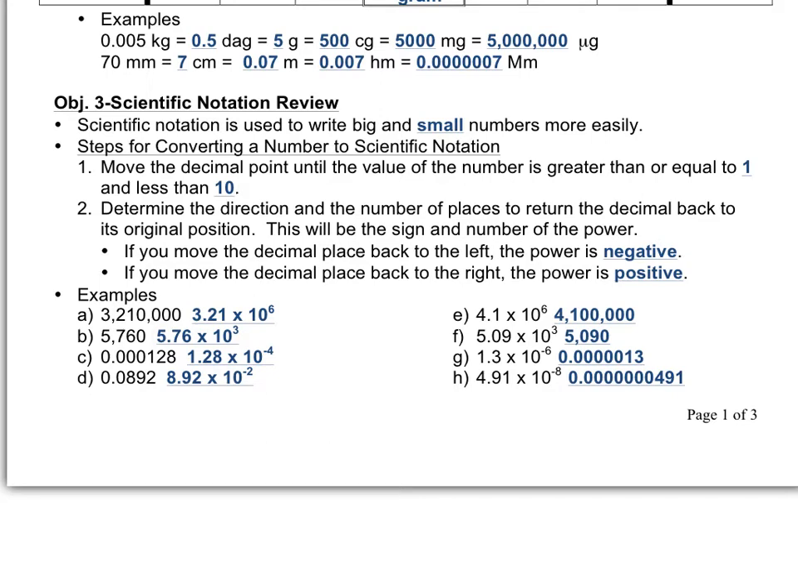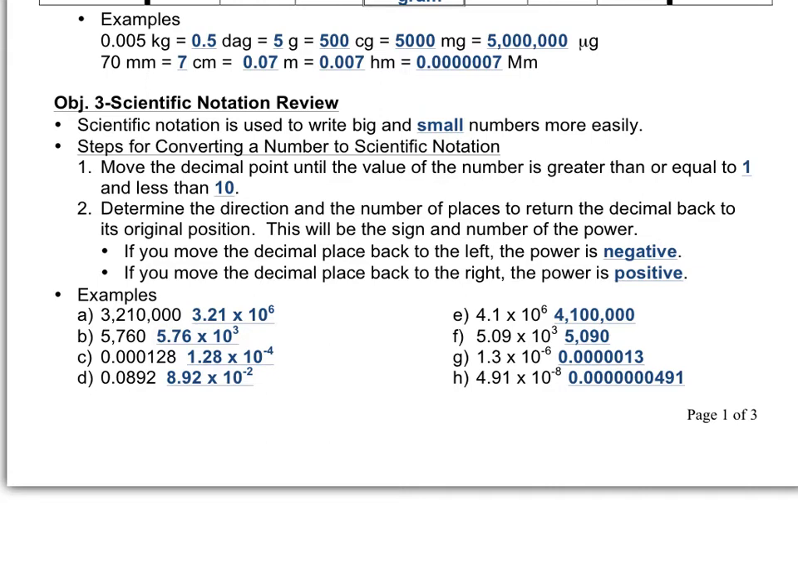Let's try the next one. Decimal's here, so I got to move it between the 5 and the 7 to make it a number between 1 and 10. So 5.76 is between 1 and 10. So my decimal's right here. How do I move it back to where it came from? Well, I got to go 3 places to the right. So again, that's a positive 3. 10 to the positive third power.